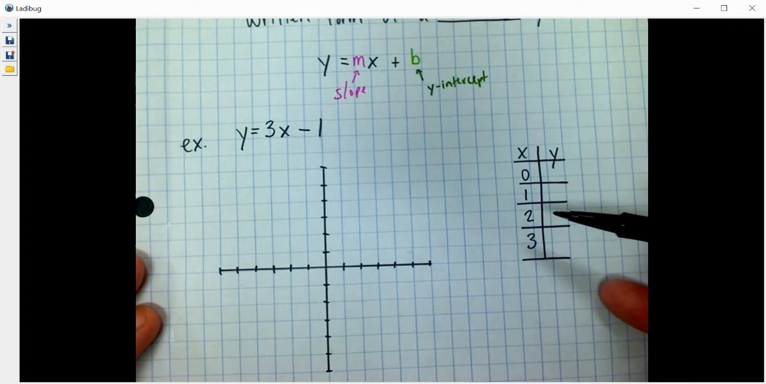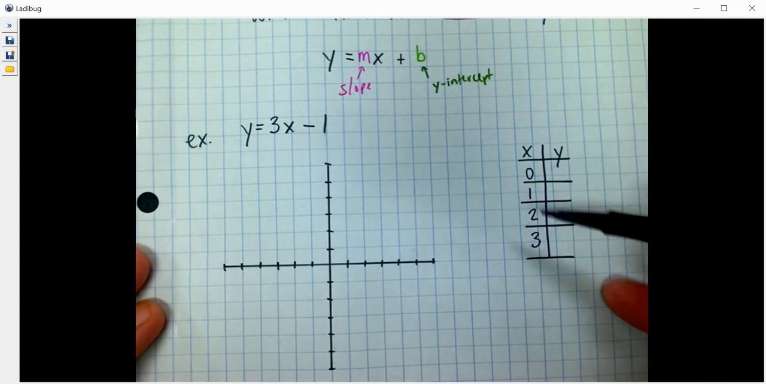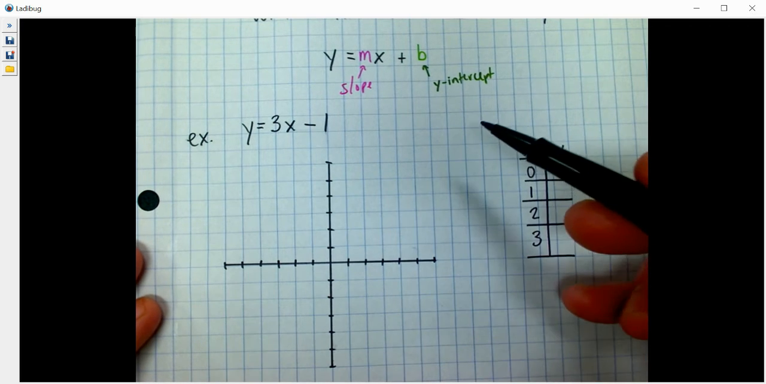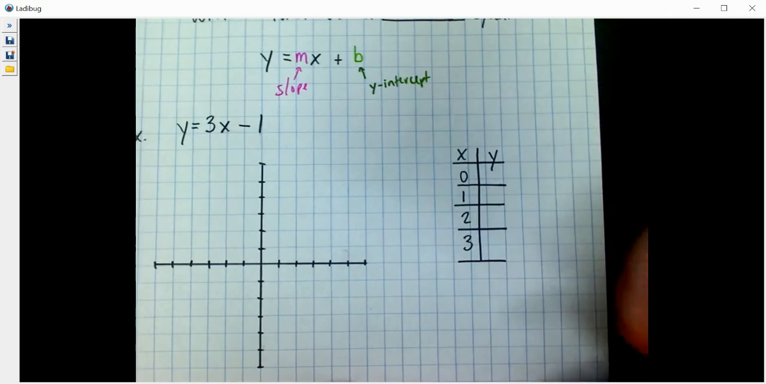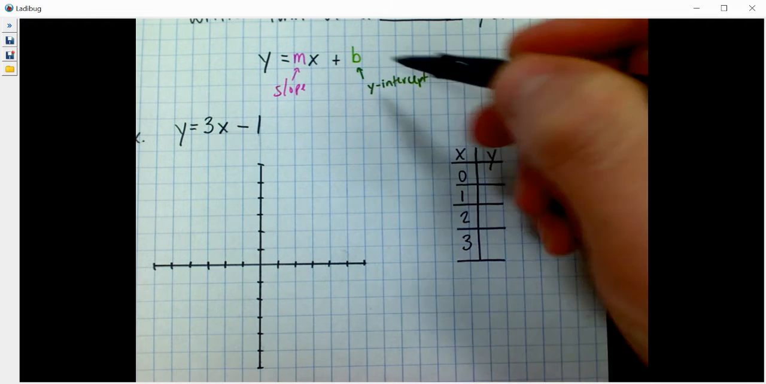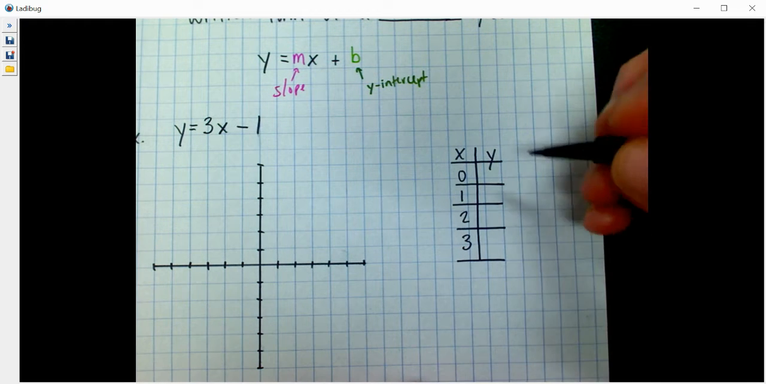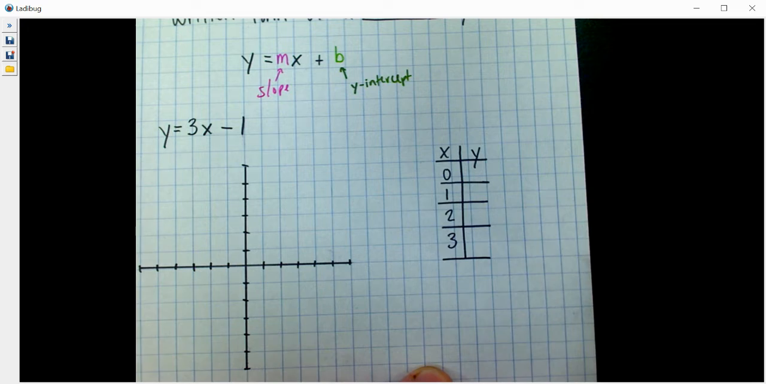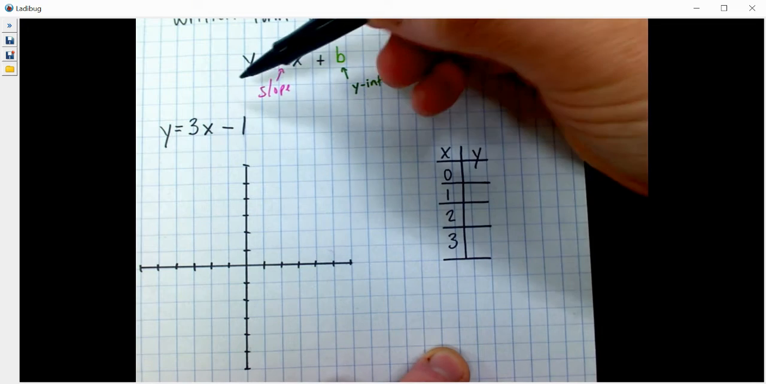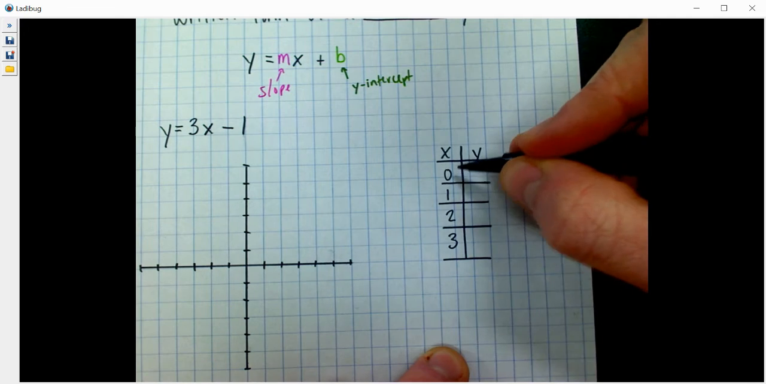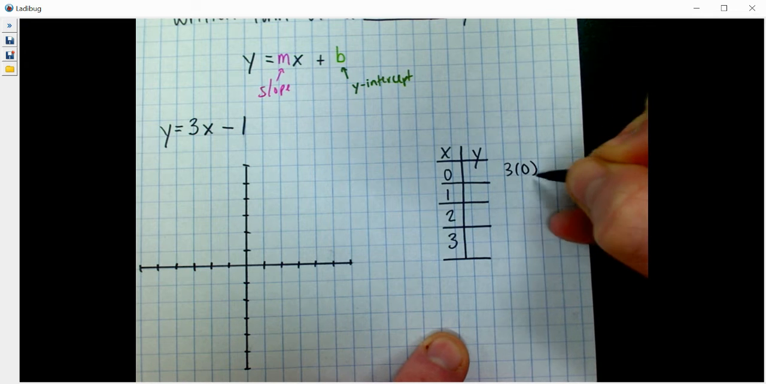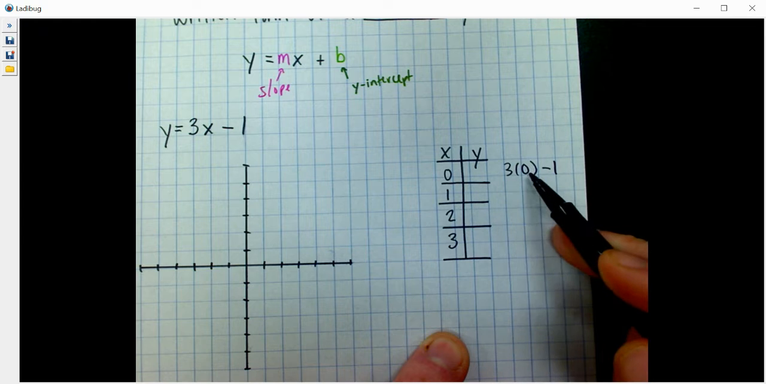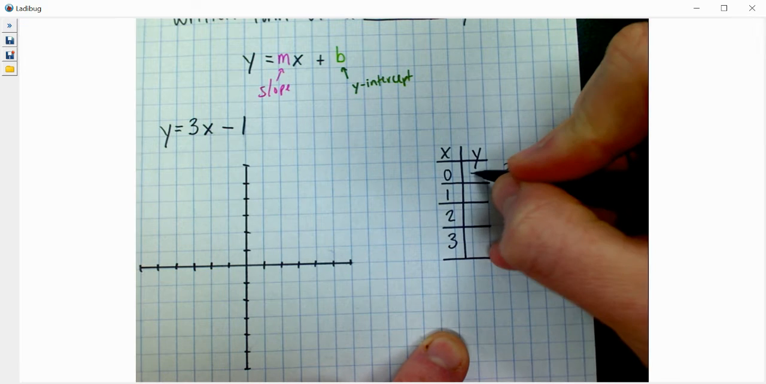You could start by creating a table, plotting the points, and creating the graph. So let's do that. Your first x value that you want to start with is always 0. That has to do with the y-intercept, which I'll talk about momentarily. To figure out what my y value is, I take my equation, y equals 3x minus 1, and I insert 0 in for x. So I do 3 times my x, which is 0 in this case, minus 1. 3 times 0 is 0, minus 1 is negative 1.